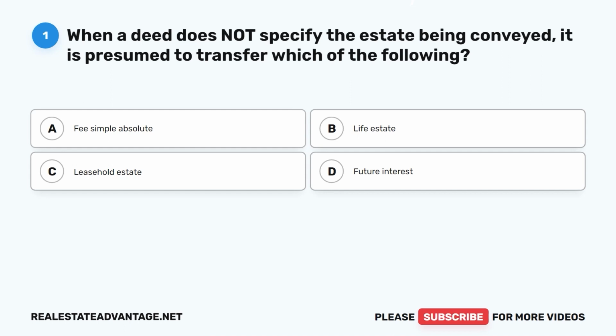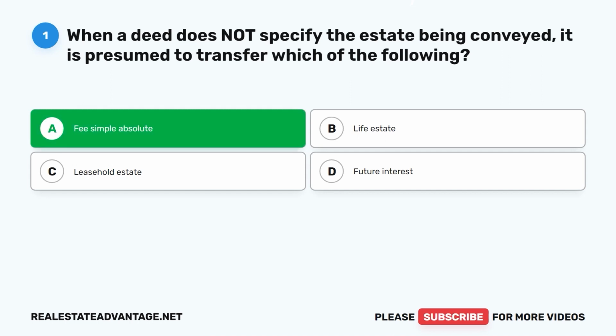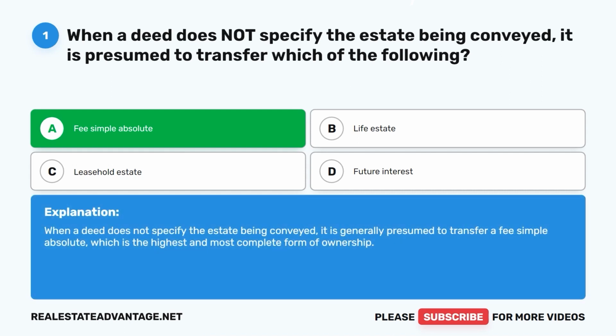Question 1. When a deed does not specify the estate being conveyed, it is presumed to transfer which of the following? A. Fee simple absolute. B. Life estate. C. Leasehold estate. D. Future interest. The correct answer is A. Fee simple absolute. When a deed does not specify the estate being conveyed, it is generally presumed to transfer a fee simple absolute, which is the highest and most complete form of ownership.